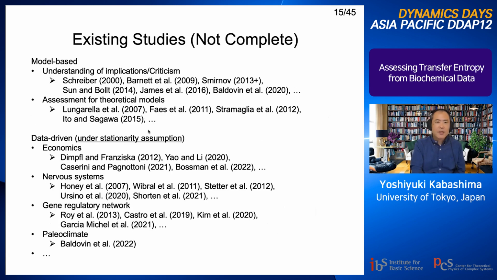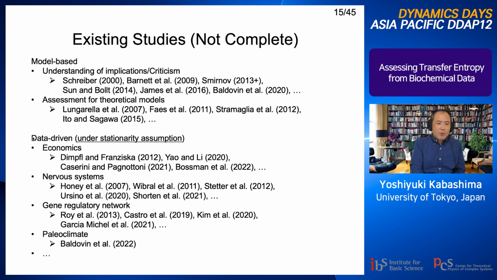Existing studies are classified mostly into two categories, model-based and data-driven ones. The model-based one is further classified into two categories: understanding the implications of transfer entropy or its criticism, for example Schreiber, Barnett, and Smirnov, etc. And the other one is assessment with theoretical models, setting some small theoretical model and evaluating transfer entropy.